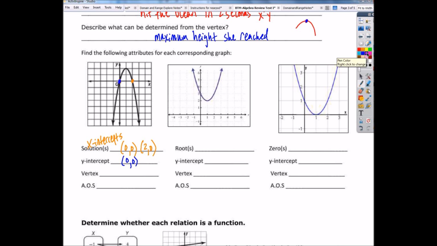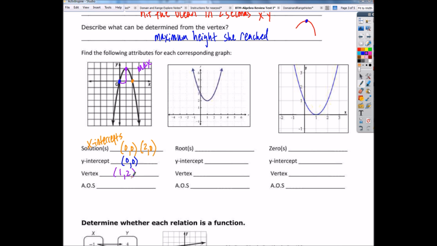Now, vertex. In this case, the vertex is always in the middle. And this, remember, is a max because it's the maximum height. So you just do an ordered pair. You go over 1, up 2. So the ordered pair is (1, 2).